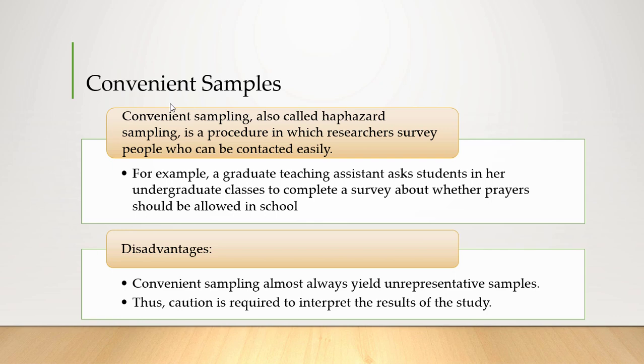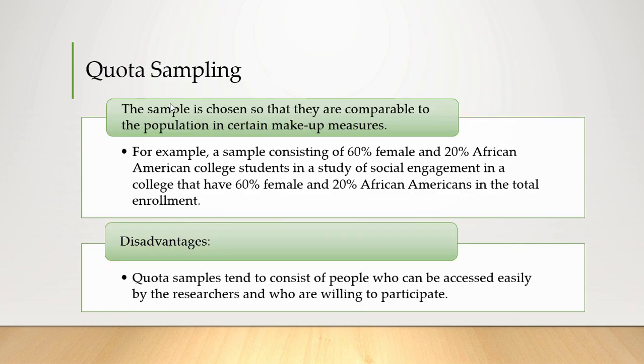As you can tell, researchers use a sample simply because it's convenient to access. In some studies, the researcher used so-called quota sampling. The key here is that the sample is matched with the population based on certain makeup measures. For example, if we have 60% female students in the population of the university, I want to take a sample in which there are 60% females as well.